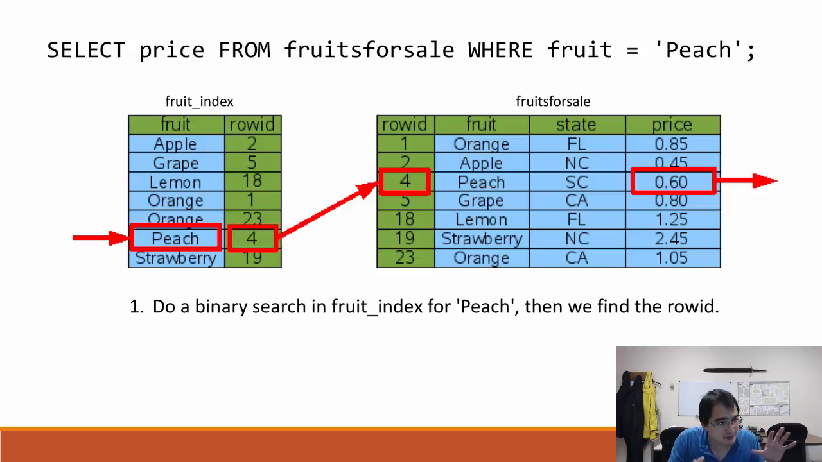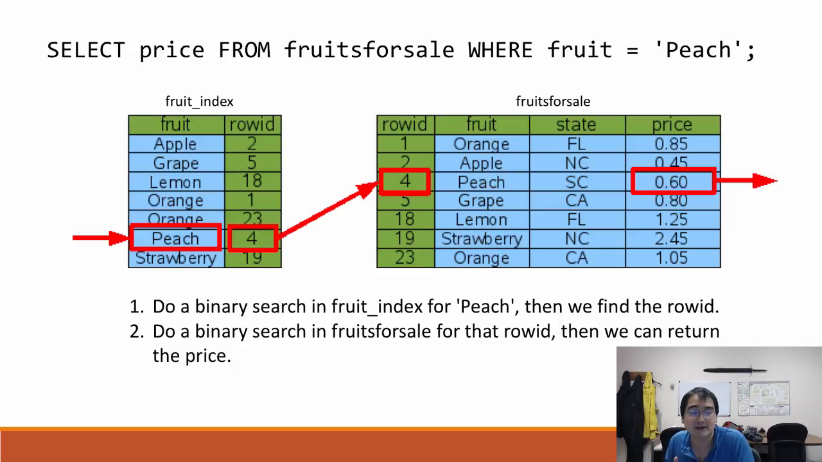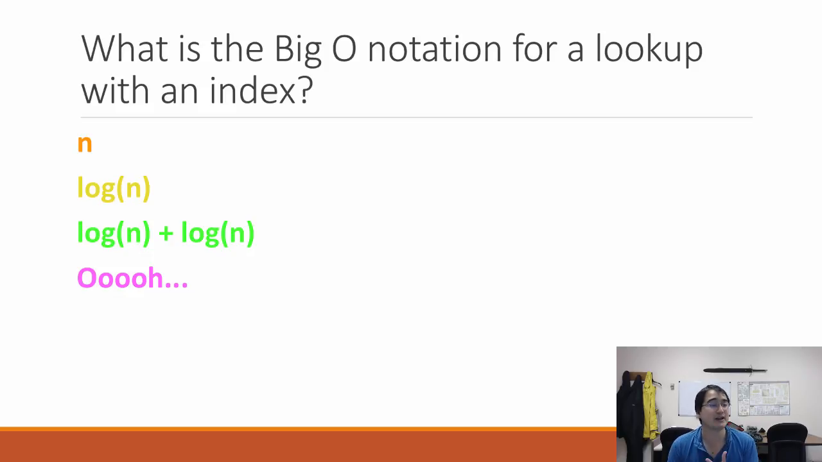So once again, just to repeat, I do a binary search on the fruit index for peach, determine what the row ID is. Then I do a binary search in FruitsForSale to find the row ID that I'm trying to look up, and I can return that price. So if you have an index on fruit, what's the big O notation?